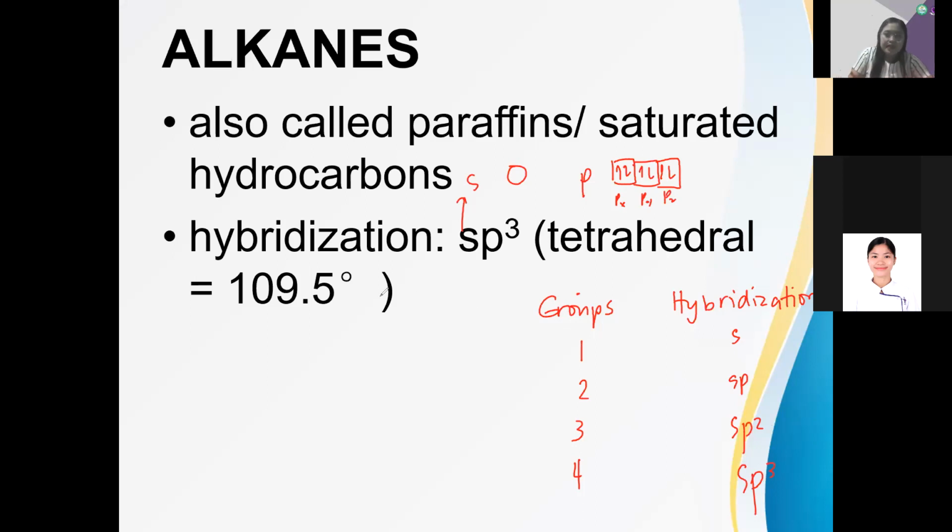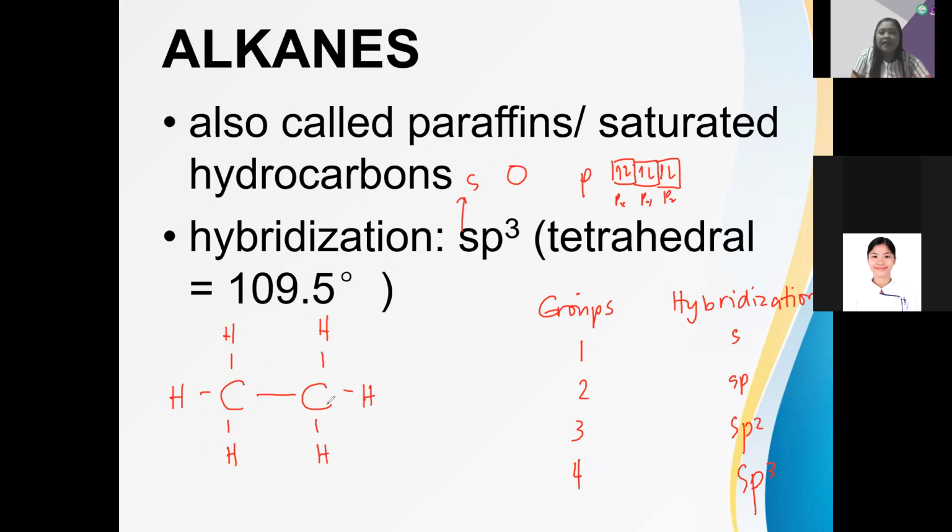So, what does this mean? For example, we have this alkane. Actually, this is ethane, with 2 carbons involved in the bonding. Erase. Then we have H and then H. Now, look at this. This one is a single bond class. It is a single bond.